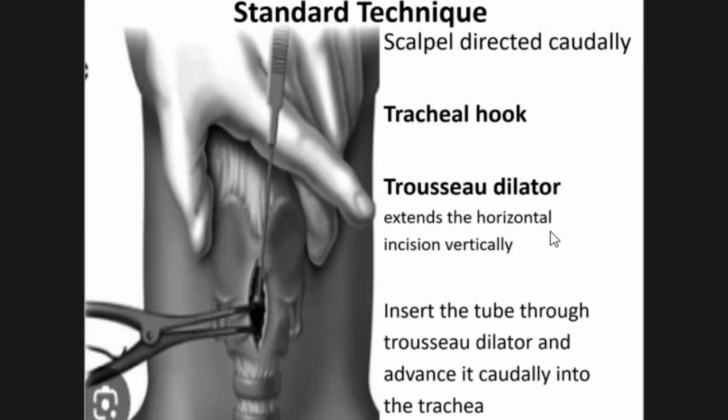So the standard technique has two extra things. That is a tracheal hook and the tracheal dilator. The tracheal hook is to take the tracheal cartilage and hook it upwards to get a better view, whereas a tracheal dilator is used to extend the horizontal incision vertically, and the same dilator is used to introduce the tube.